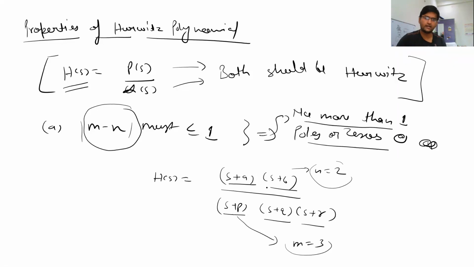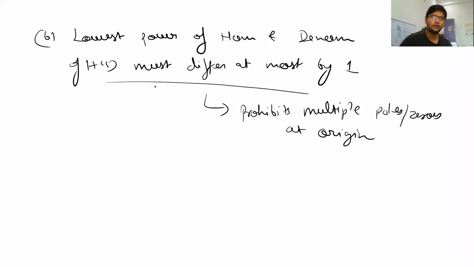We are not going into that. You just have to remember that the highest power of numerator and denominator, which are the degrees of numerator and denominator, must differ at most by 1. This will ensure that a maximum of 1 pole or zero is residing at infinity. Similarly, in the second case, the lowest power of numerator and denominator of H(s) must differ at most by 1. In the previous case we talked about the maximum power, which was the order of numerator and denominator. In the second case, we have the lowest power of numerator and denominator, which must not differ by more than 1.